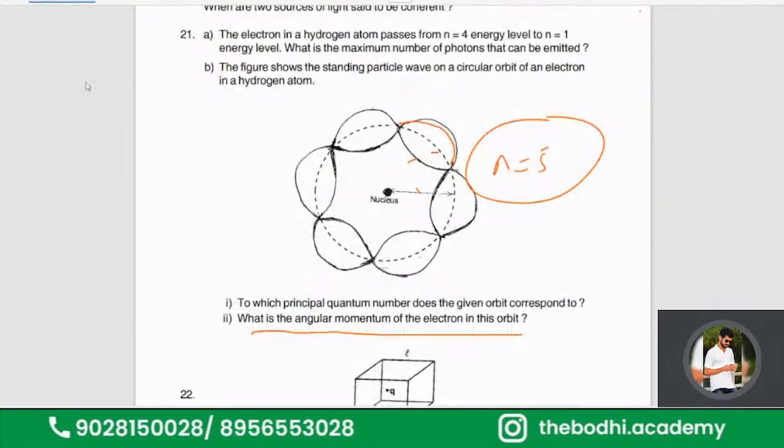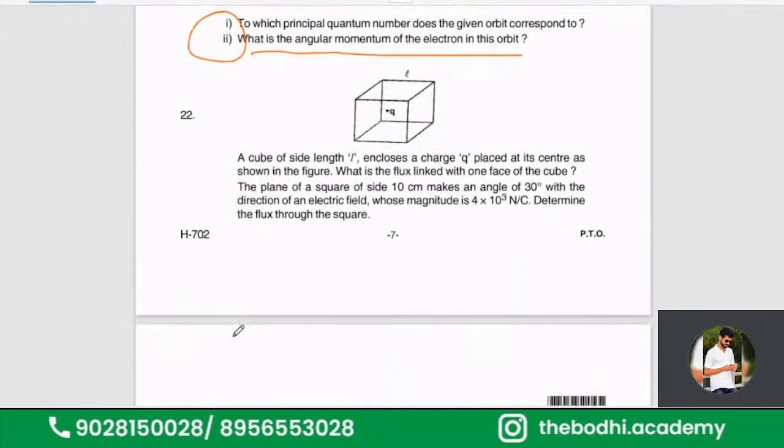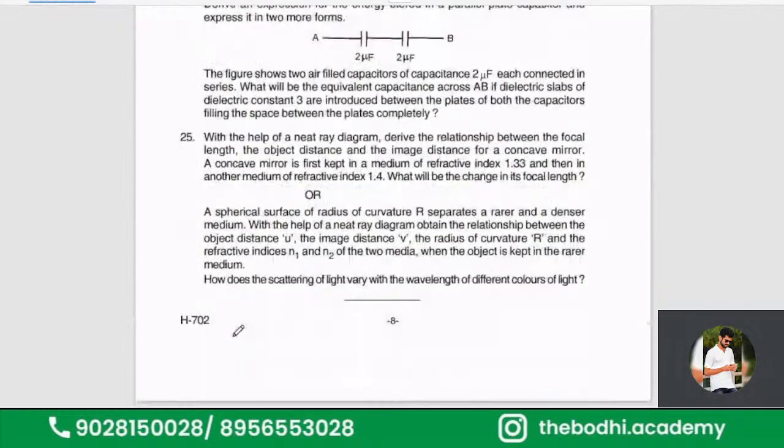Question number 21B, first and second. Okay, I'll keep this for now. Next. Let's do the next one. How many are remaining? 22, 23, 24, 25. Let's see how many derivations there are.